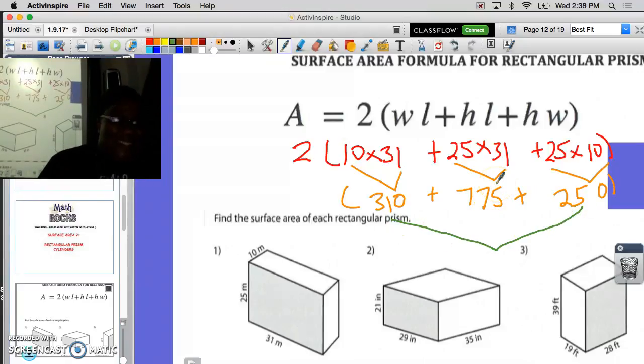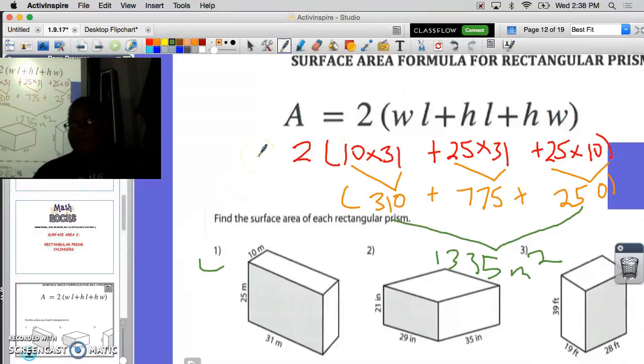Okay, I'm just gonna do two more problems, Allison. Okay, so 1,335. You see how fast the brain works? Alrighty, 1,000. I already forgot, brain. 335. And then we were measuring in meters, so we'll do meters squared. Final answer for this one is 1,335 meters squared.